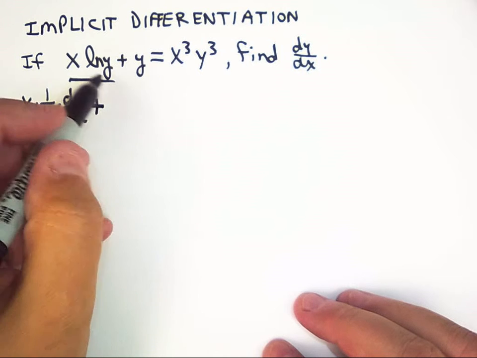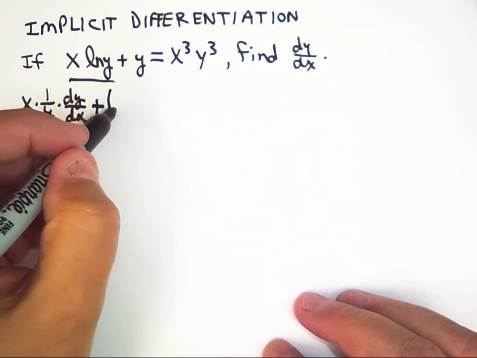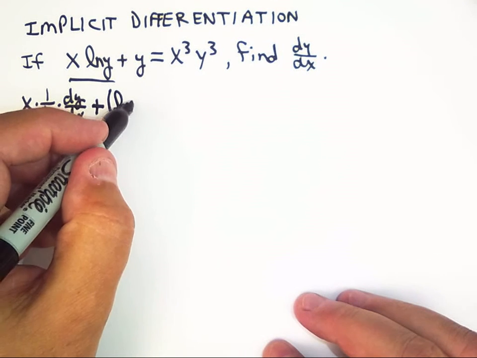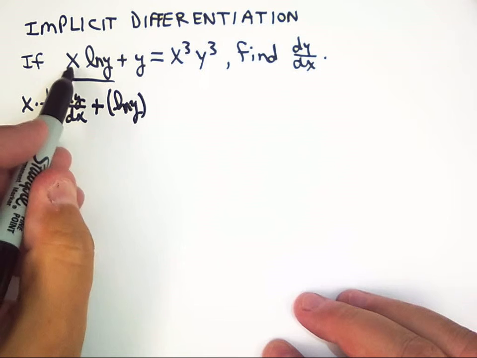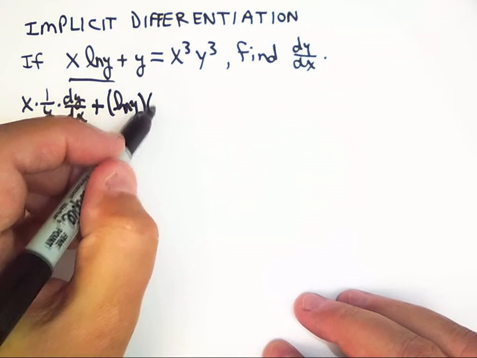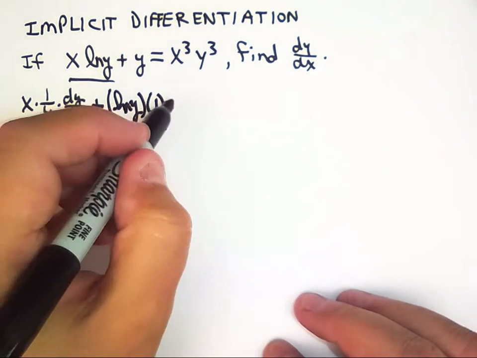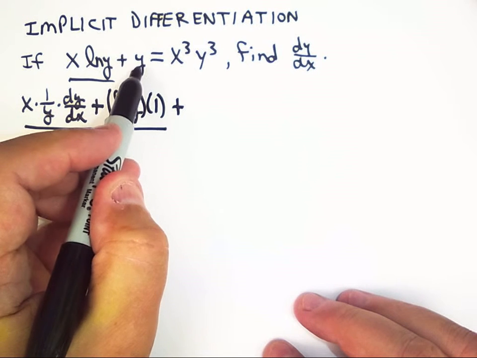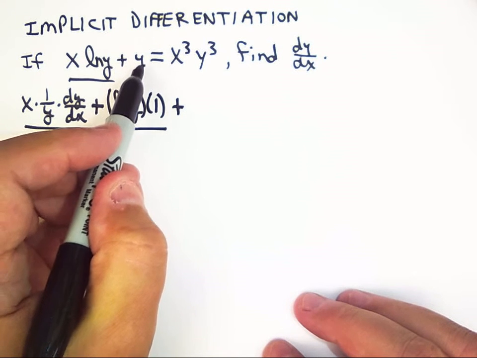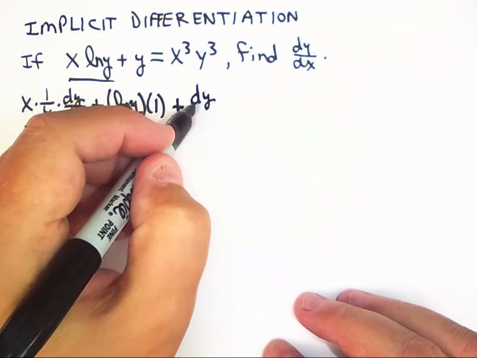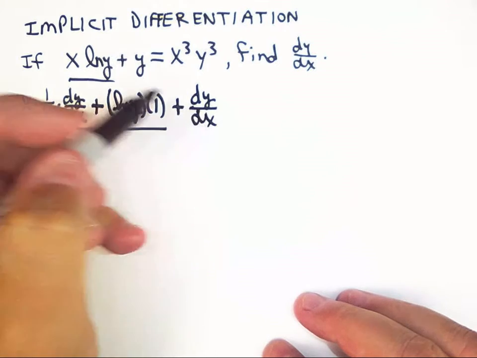Now plus, you reverse it and take the second factor, which is the natural log of y, and multiply it by the derivative of x, which is 1. So that is the product rule for the first term. Plus, now we're taking the derivative of y. Assuming y is a function of x, the derivative of y is dy over dx.